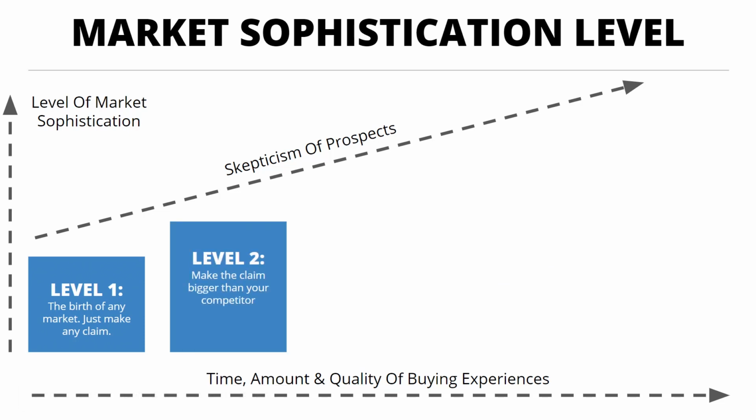So the skepticism of prospects goes up with the amount of marketing claims that they see that all look the same. Level of market sophistication goes up to level number 2. In level 2, for marketers to not only survive but evolve their marketing and thrive, they need to make a claim bigger than all of the other competitors in the space. So if everyone else is saying, "Hey, take our pill and lose weight," now to evolve, they may blow up their marketing claim to say something like, "Hey, take our pill and you will lose 30 pounds in 2 weeks."